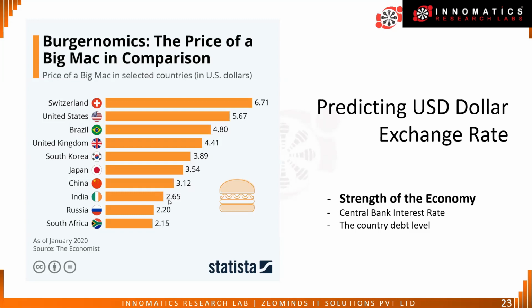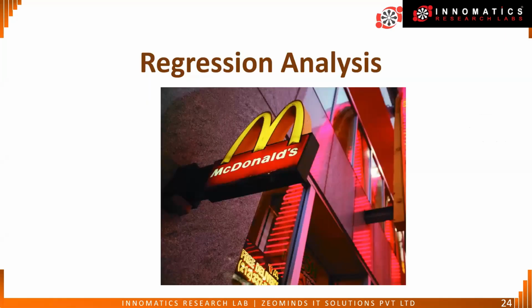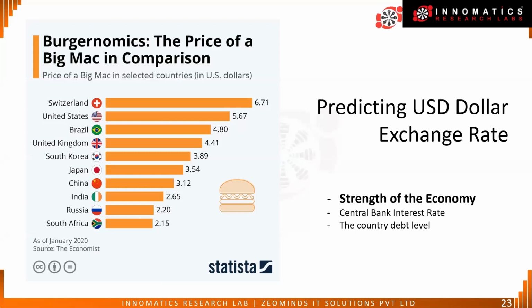We all know that the cost of living in USA is very high, and the cost of living in India is very low compared to USA, right? Correct. So that is what the strength of the economy is mostly about: GDP, or in simple terminology, cost of living.